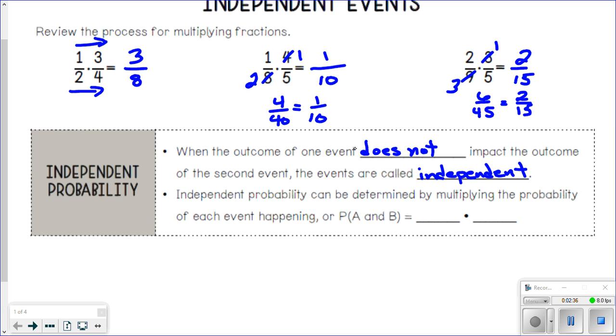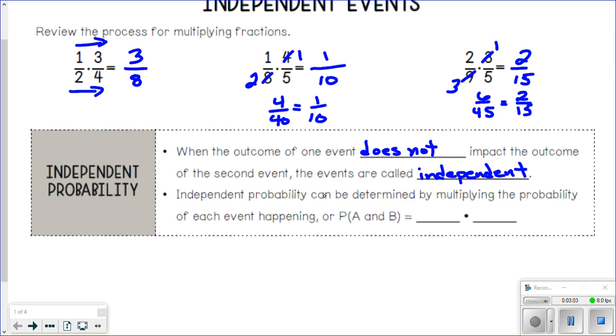So if the outcome of an event does not impact the outcome of the second event, the events are called independent. And when we do examples, this will become more clear. So how do we calculate the probability of independent events? We're talking about 2 or more things occurring here. So instead of just flipping one coin, you're flipping 2 coins and looking at the probability of, let's say, both of them landing on heads.